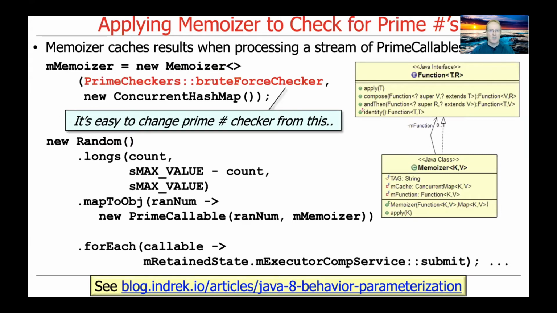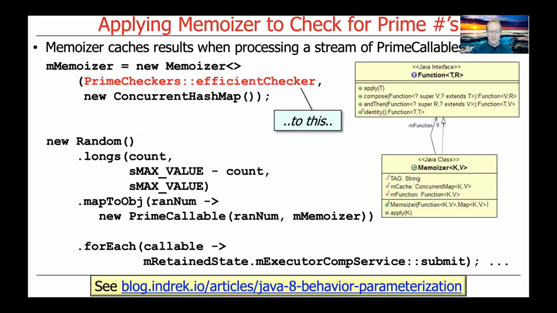And in this particular case, just for fun, we're going to use the brute force checker to burn a lot of CPU time. But you'll see it's absolutely trivial to change that to a more efficient checker that could be done more optimally if we so decided. And nothing else changes, which is cool. That's about behavior parameterization using method references.